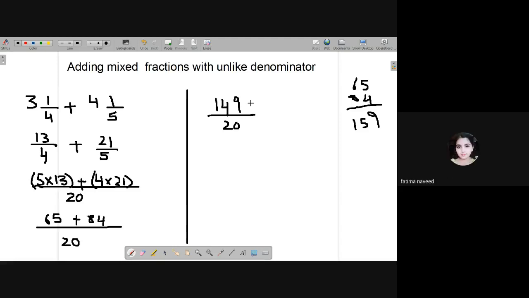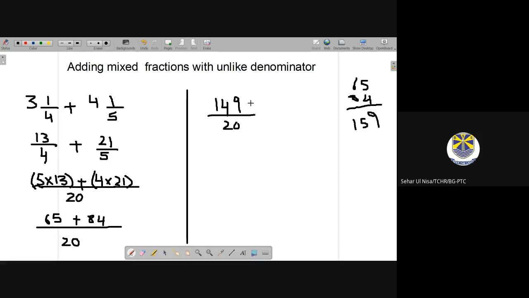Teacher, I think 20 multiplied. Yes, teacher, 20 multiplied by 20 is 140. 20 multiplied by 20 is 400, beta.